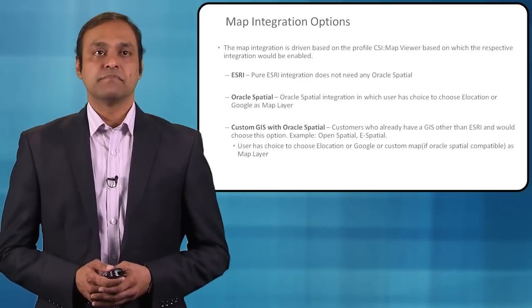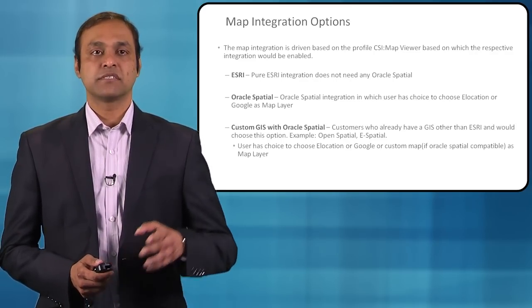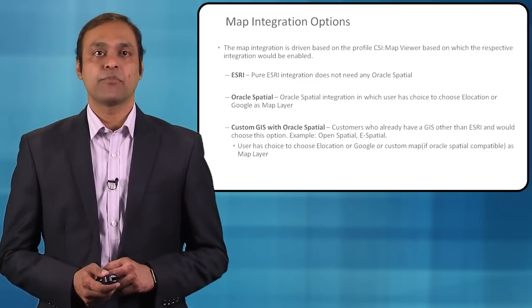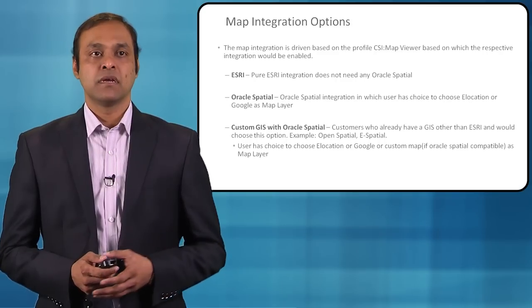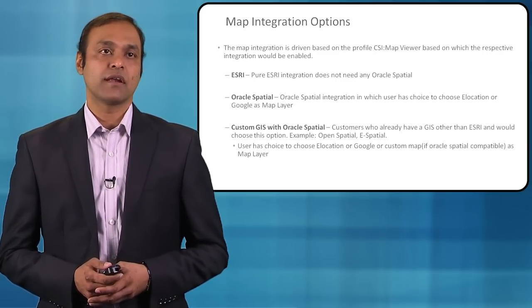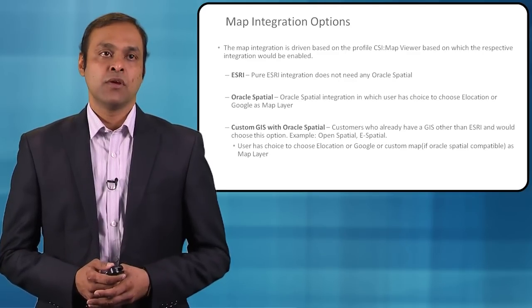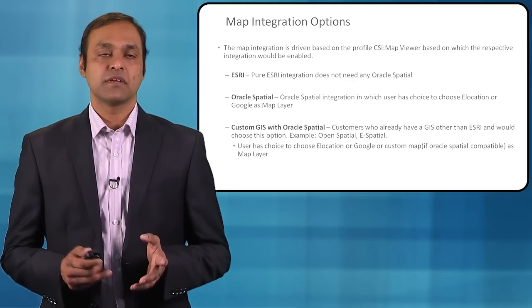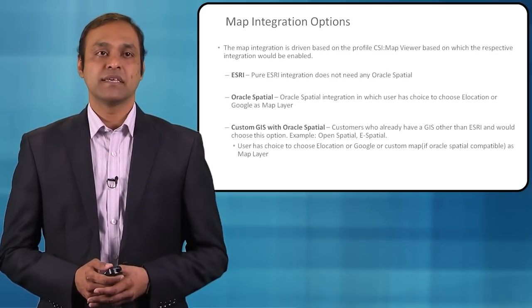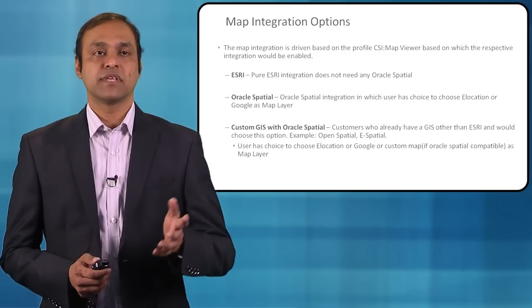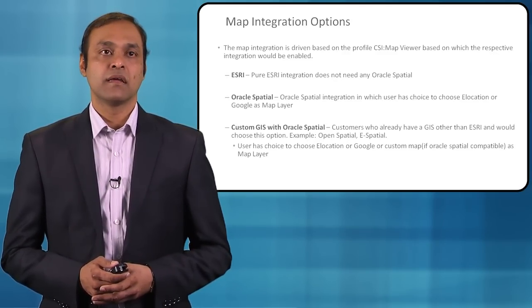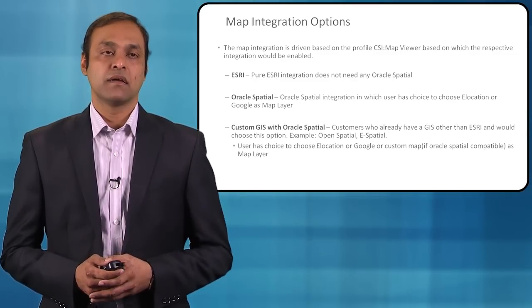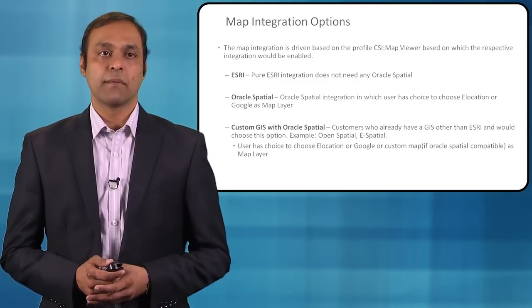We support various map integrations. There's an existing profile, CSI Map Viewer, that has been enhanced with additional options to support various map integrations. We support pure ESRI integration. This does not need Oracle Spatial. If the customer already has ESRI in place, we can just connect to the ESRI GIS system and visualize the linear asset data on the map.